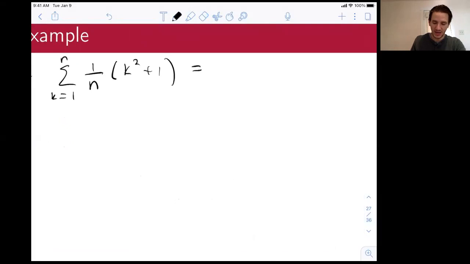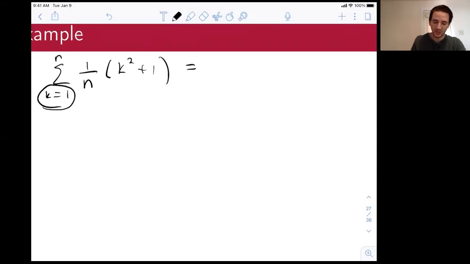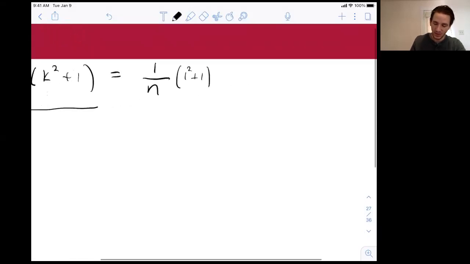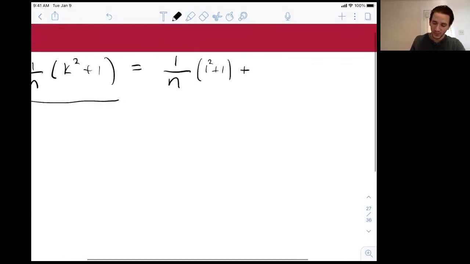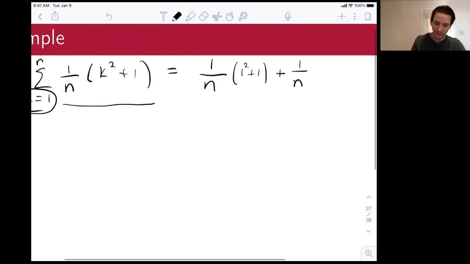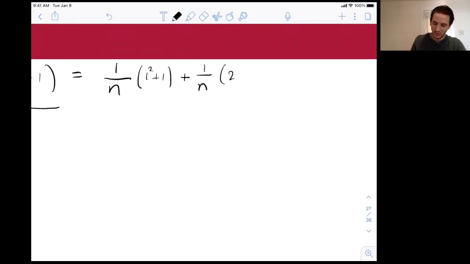So here, even though we have 2 letters happening, the only thing that really matters as far as writing out the sum is the index. That's the only thing that's changing in each term. So when k is 1, you still just plug in k equals 1 inside of this, and that means that term is going to have an n in it because I'm not plugging in anything for n. So when k is 1, I'm going to get 1 over n times 1 squared plus 1. And that's the first term, plus. Then I increase k by 1 to 2. I'm going to get, again, 1 over n times 2 squared plus 1.